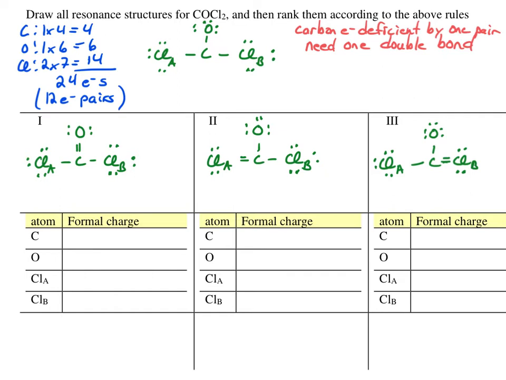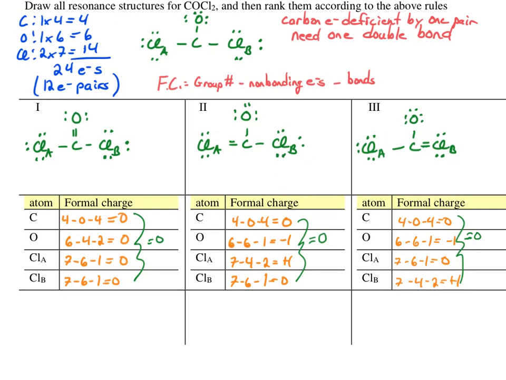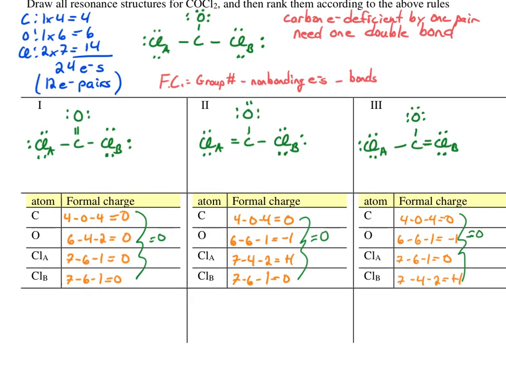Alright, now we need to determine the formal charge of each atom in each of these resonance structures. Alright, so we've done this and we've done our sanity check to make sure that the sum of the formal charges is equal to our net charge, which in a compound is going to be 0. Now let's rank these. We see first off that structure 1 is going to be the most preferred, most stable, because all of the formal charges are 0.